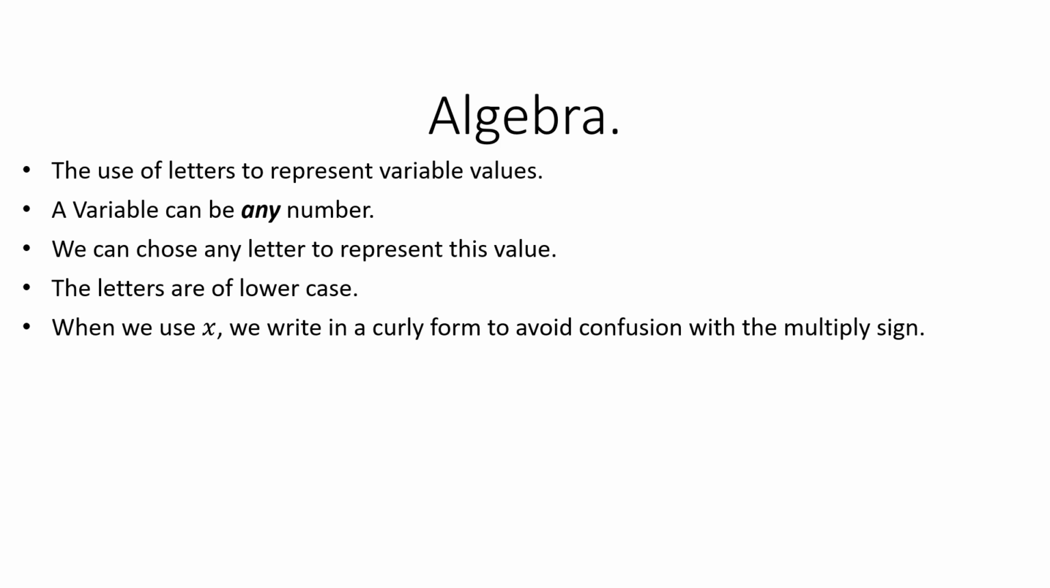Now, generally when we write using letters, we choose lowercase letters, and in particular when we use the letter x, we write it in a curly form, like this, to avoid confusion with the multiplying sign. Some people call it two C's back to back, like that.